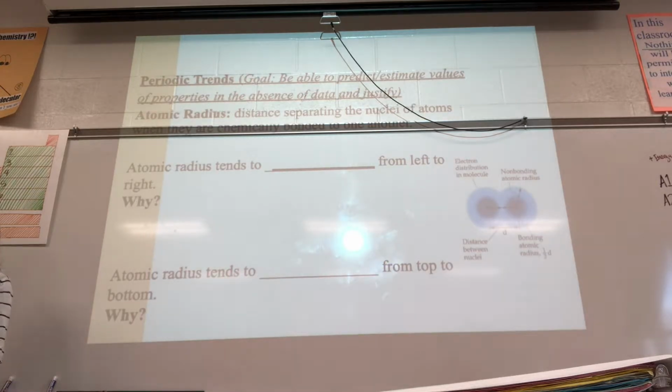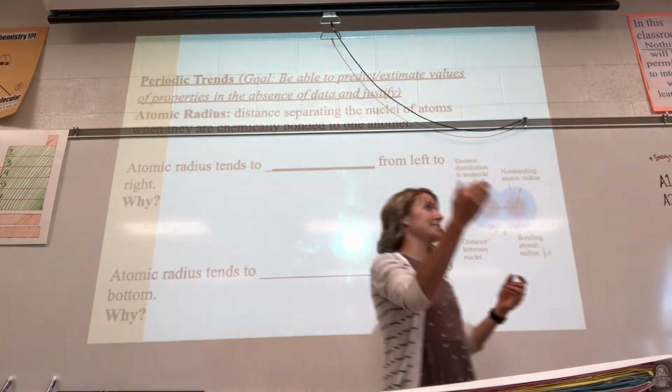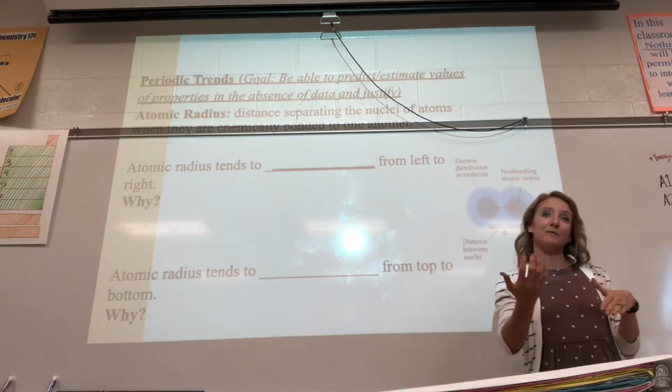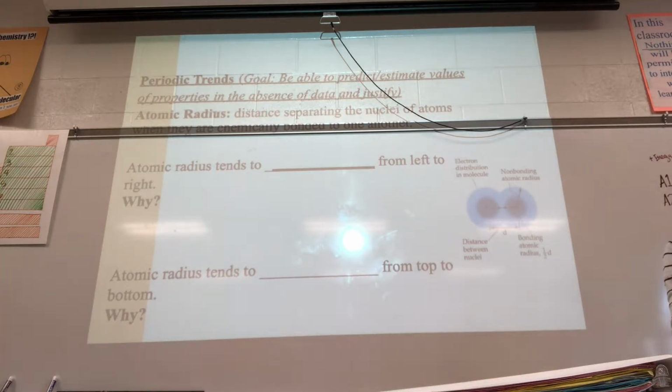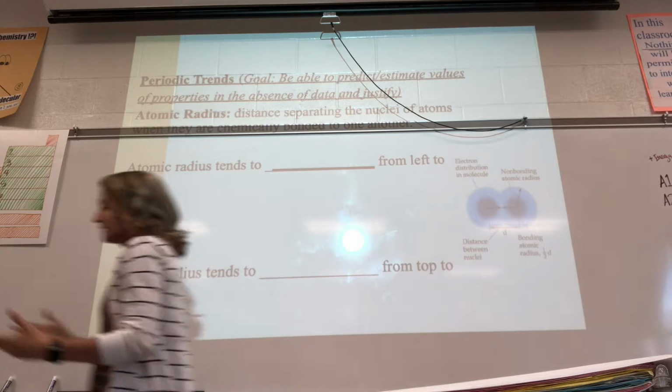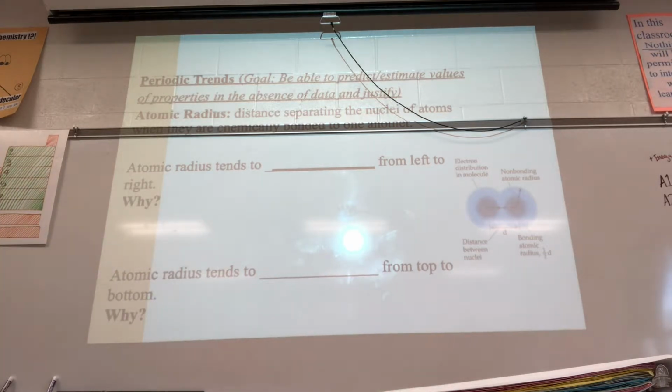Okay, here we go. First trend of the day. Atomic radius. First we're going to define the trends, and then we're going to classify them based on how they change on the table. We're always going to look left to right and up and down. Do these things increase or decrease? Not only do you need to know if they increase or decrease, but you need to be able to explain the why. Why are they increasing or decreasing?